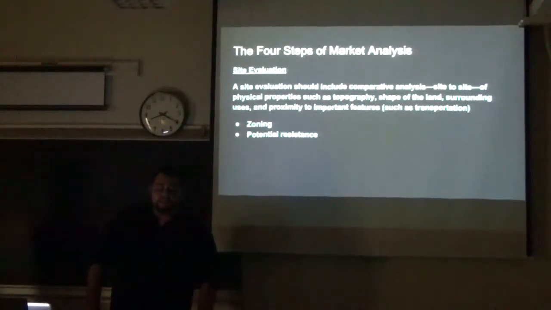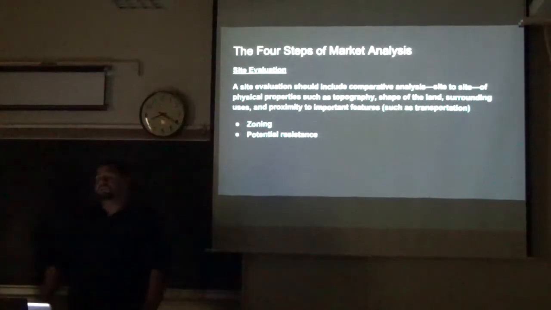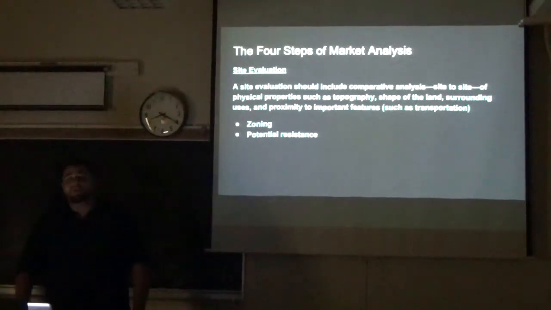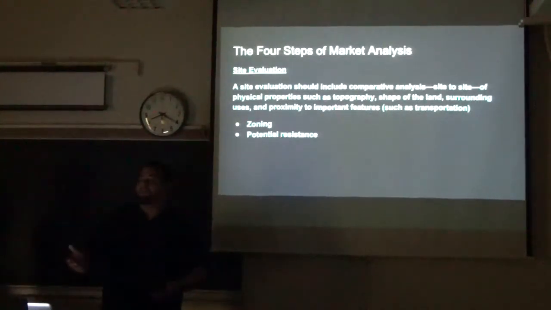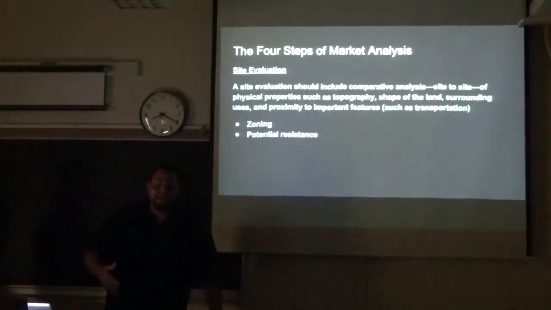And the next step is site evaluation. Site evaluation should include comparative analysis, site to site, of physical properties. And you want to be careful for zoning and potential resistance. With zoning, you want to make sure whatever you're building is zoned in that area. You don't want to show investors that you're going to build an apartment complex and it's going to be so great, and you're going to have all this money you're making, and then you find out it's zoned for industrial buildings. So your whole plan's gone.